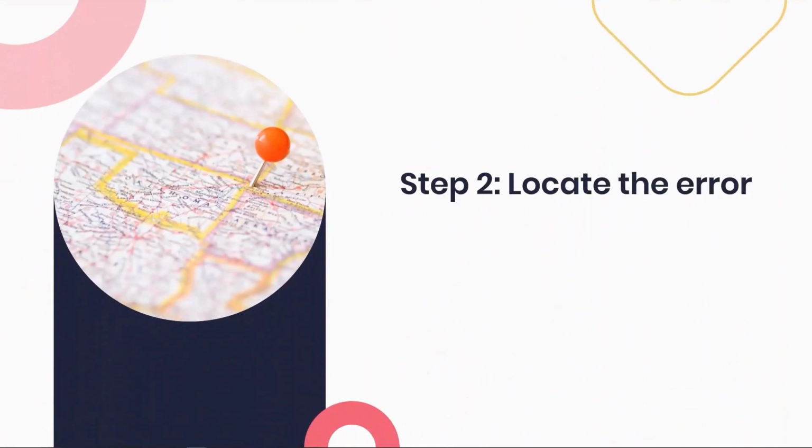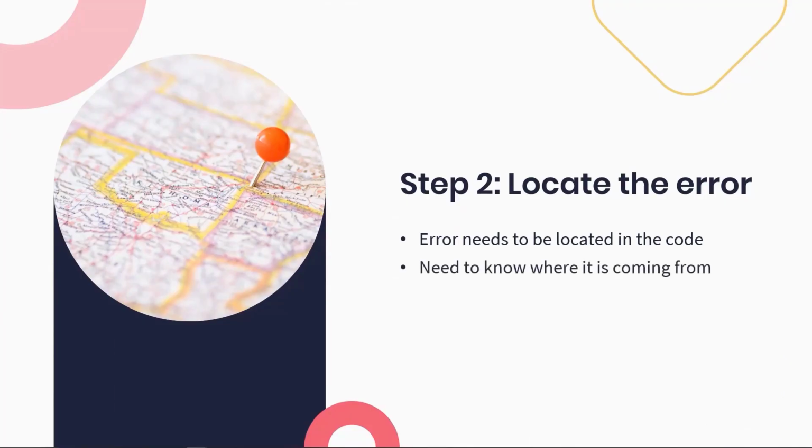After positively identifying the error correctly, it needs to be located in the code. No fancy bells and whistles here. The focus is purely on locating the error. After all, there really is no point trying to fix an error when you don't know where it is coming from.